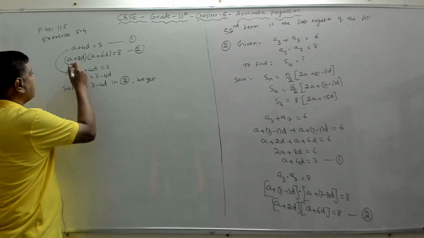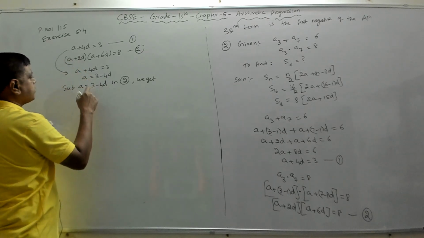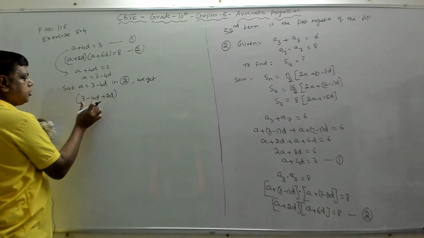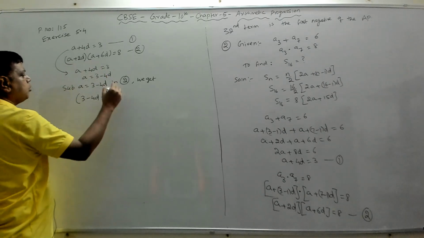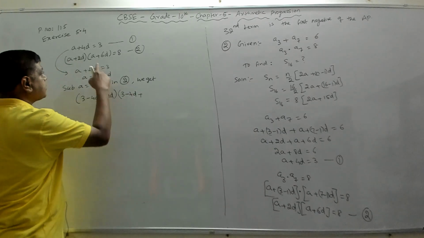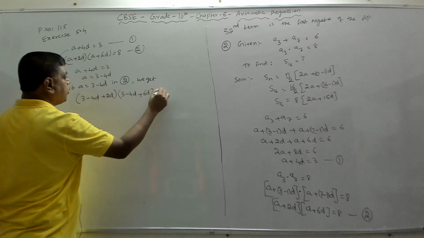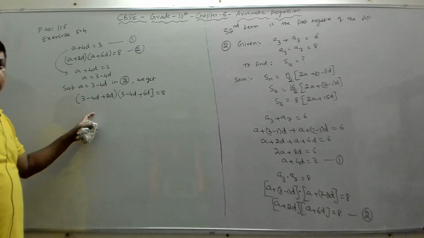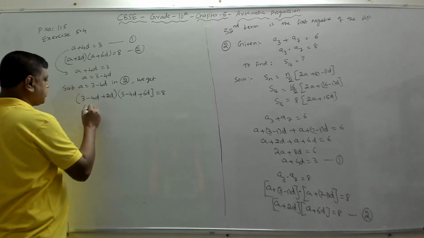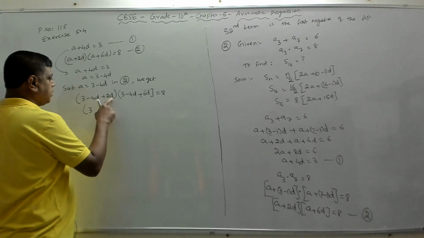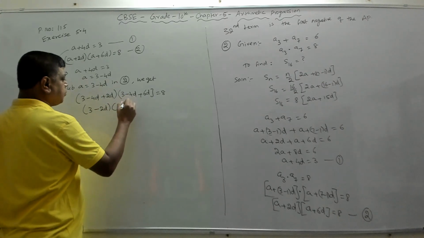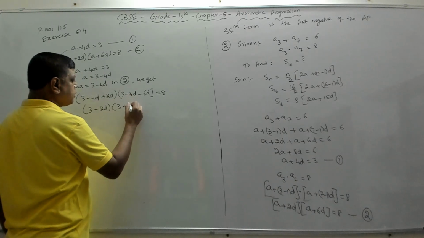Right. So what we get? So substitute here, you will get (3 minus 4d plus 2d) into (3 minus 4d plus 6d) equal to 8. Now this equation has only d now. So we can solve for this. So this becomes minus 4d plus 2d will become minus 2d. And this is 3 plus 6d minus 4d is 2d.